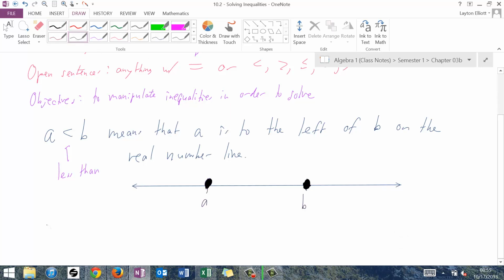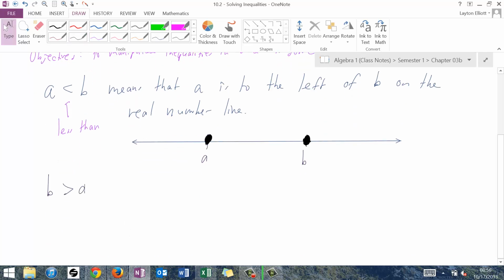Then I could say B is greater than A, and that same relationship holds. That means that B is to the right of A. If I put another point down here, like maybe a small point C, I could then say that B is less than C. I could say that C is greater than B. I could say that A is less than C. I could even say A is less than B, which is less than C.